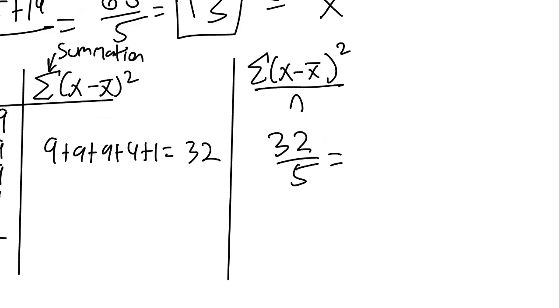It's an N. What are you guys talking about? What is that? How many numbers there are? It's the number of data. So 32 divided by 5, and that's how many numbers there are. Yes, 6.4. This number right here is your variance.